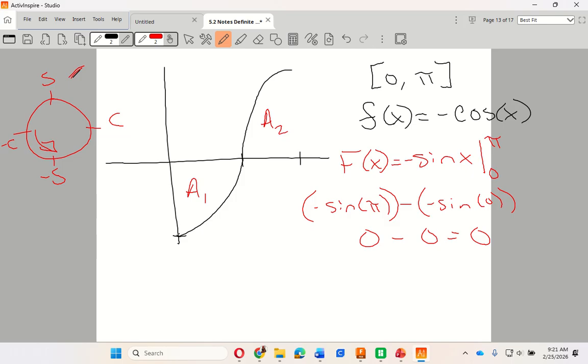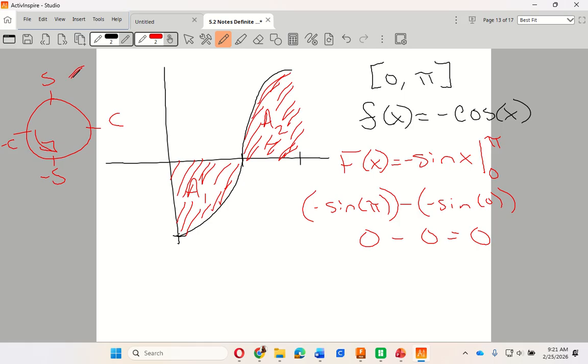Now, what's the problem with this? I clearly have area here, don't I? In my graph, I clearly have area here. But what's the problem? Why? They cancel out, no? Why do they cancel out? Because one of them's negative and one of them's positive.